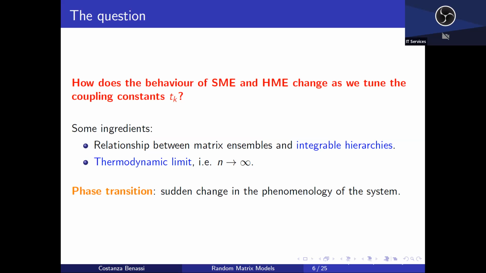And I'm going to use some ingredients, specifically the relationship that's very well established between these matrix ensembles and some integrable hierarchies, some lattice integrable systems. And I'm interested in what we call the thermodynamic limit. So what happens when the size of your matrices gets bigger and bigger? And that's usually when interesting behavior comes up. And what we're interested in is phase transition, which here I'm going to be very vaguely defining as some sudden change in the phenomenology of the system. And we hope that we will be able to detect these sudden changes by studying the partition function.